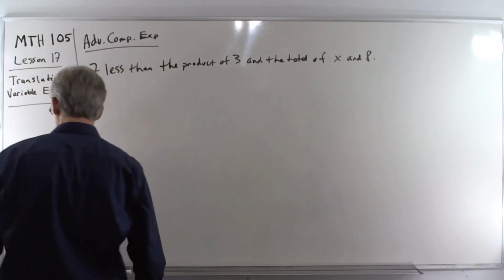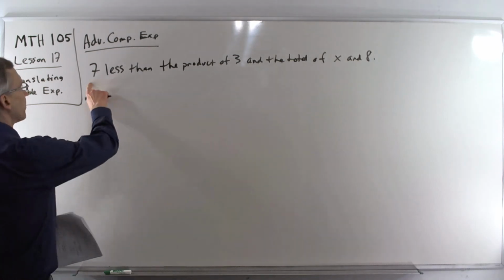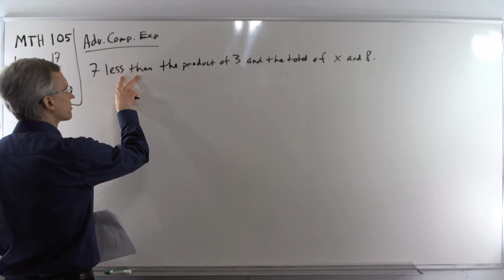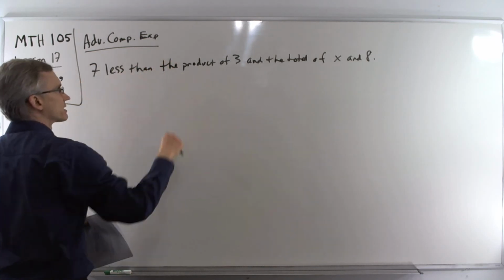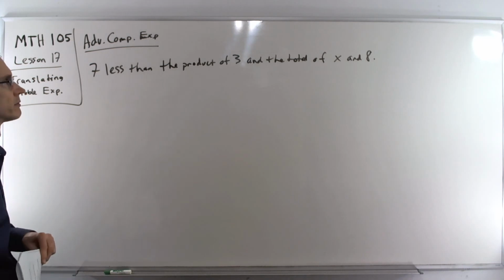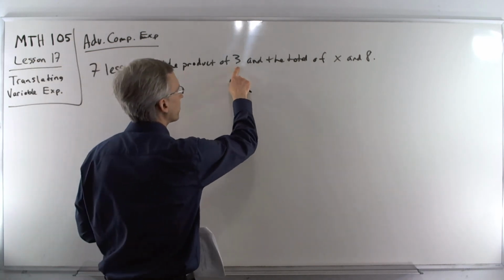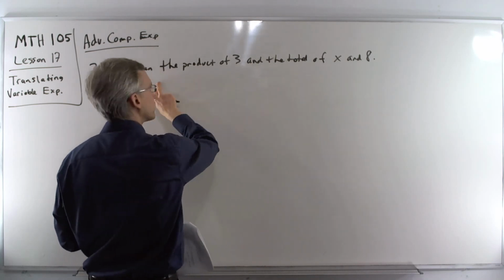Seven less than the product of 3 and the total of x and 8. So let's find a simple expression. 7, right, there's our first number and our variable. Less than is subtraction. Product is multiplication, so I can't start there because I already did my second operation. All right, let's try starting at the product. Multiplication, number, addition. Second operation, can't do here.